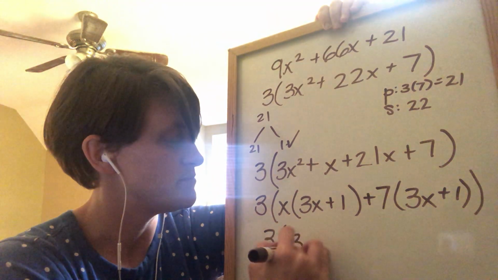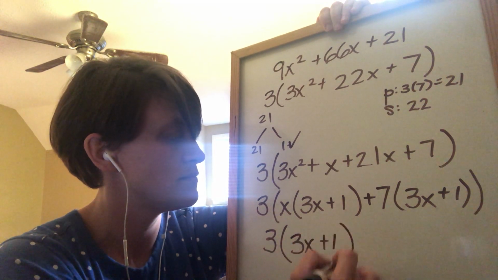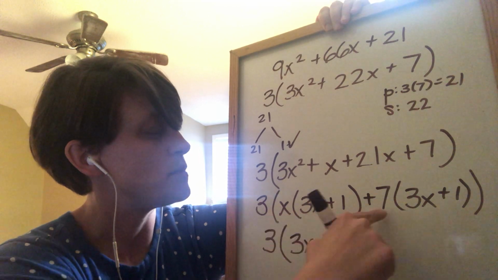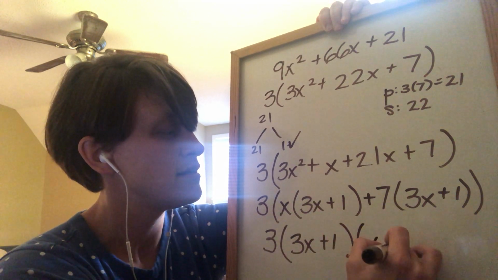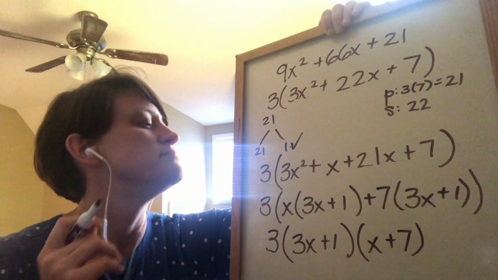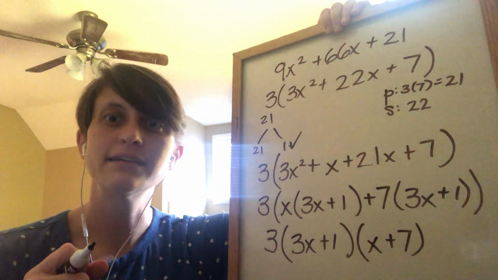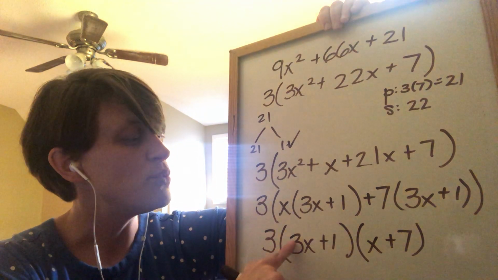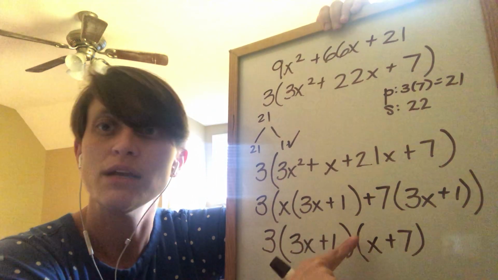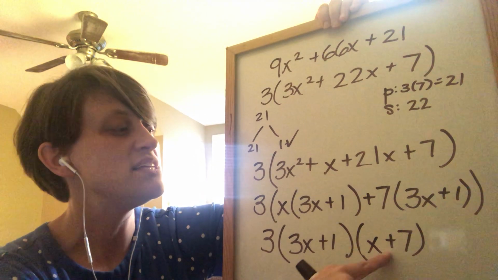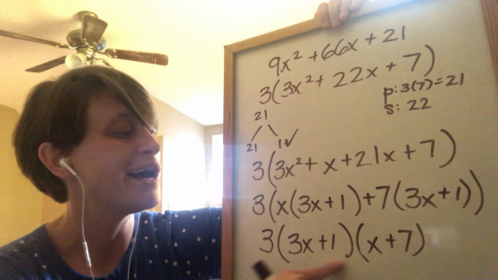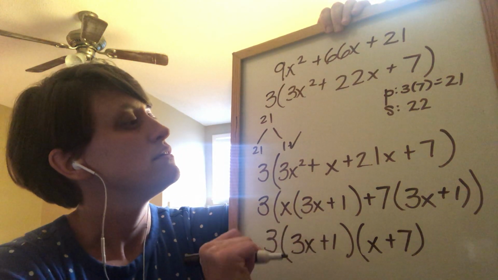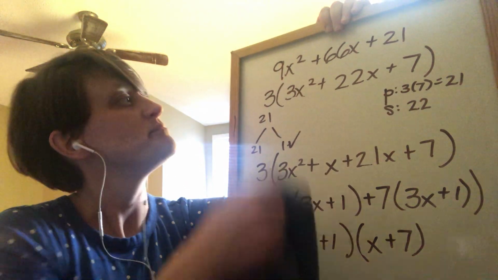Sorry, 3x plus 1. And in the next set of parentheses, we write what's left when we do that. We have an x and a plus 7. And it's factored. All right, if you had chosen not to factor out the 3, you would just see an extra factor of 3 in one of these factors. And also, if these factors are in the opposite order, like if you got x plus 7 times 3x plus 1, that's okay. Okay, let's look at some more.